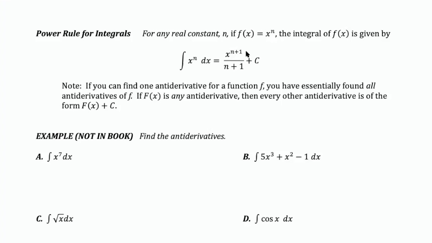Because with derivatives, we lower exponents. With integrals, we increase them. And we're going to put this plus C on the end of it because that will allow us to recognize this is a family of functions, not just a single answer is possible. So that's what this note is getting to. If you can find one antiderivative, you've essentially found all of them because they're all going to be part of this family where they differ by a constant.